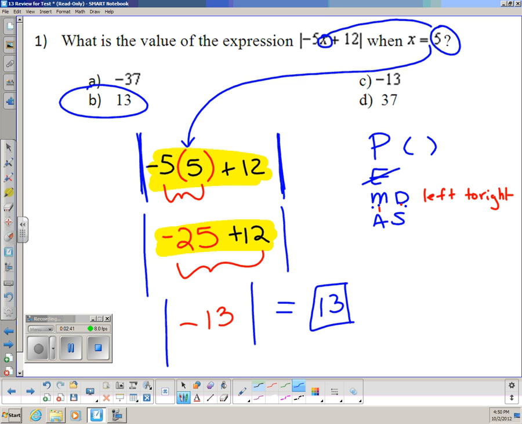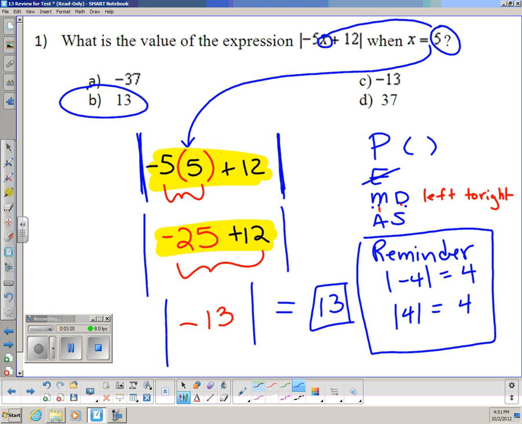Let me just quickly remind you, this is a reminder. The absolute value of a negative number is the positive version of that number, or the opposite. But the absolute value of a positive number is just the number. Okay? So this is important in case on the quiz or the test tomorrow that I asked you the absolute value of a positive number. Don't make it negative. You just keep the number that you had.